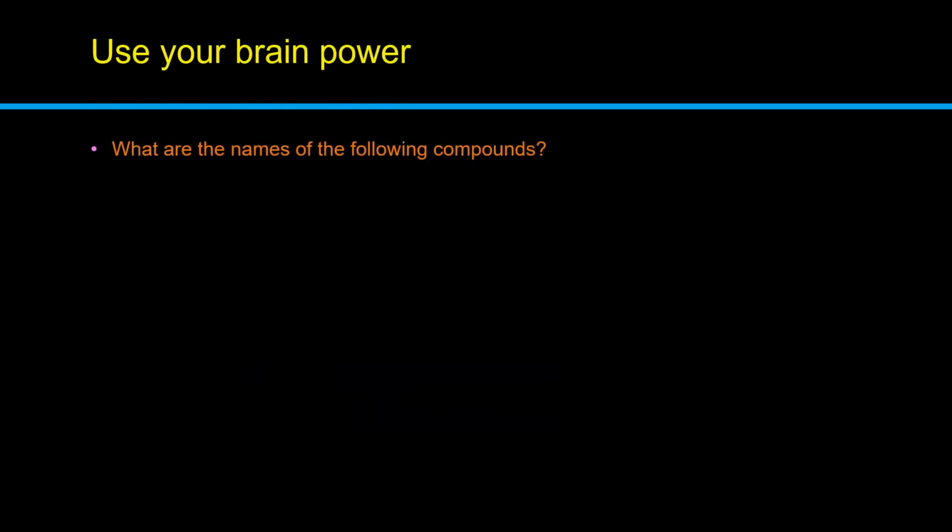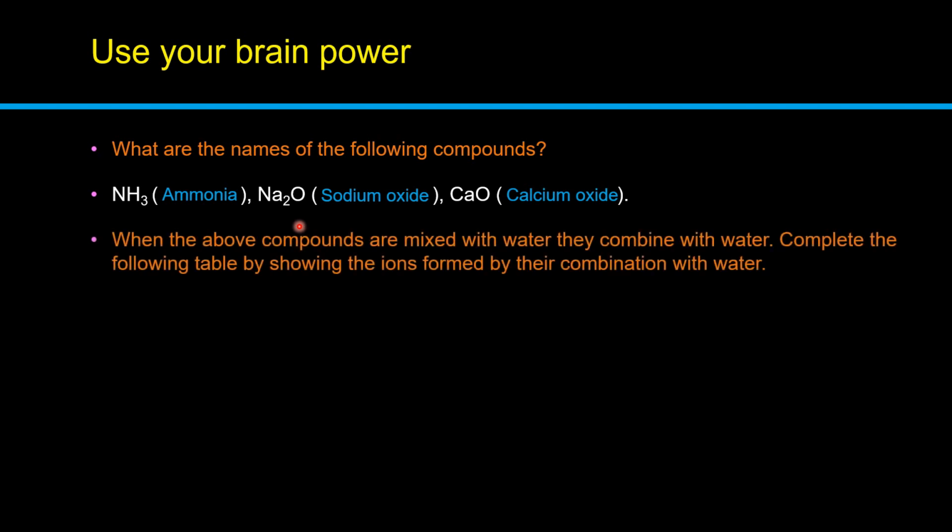Children, time to use your brain power. Can you name the following compounds? What is NH3? Yes, NH3 is ammonia. What is Na2O? Any idea? Na2O is sodium oxide. And what will be CaO? Yes, it is calcium oxide. When these compounds are mixed with water, they combine with water. So shall we complete the table which is given in your textbook, children?